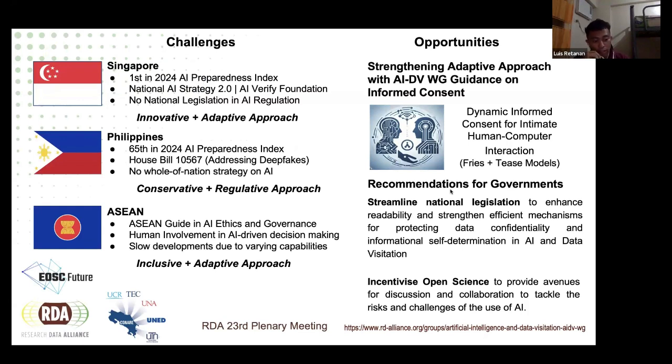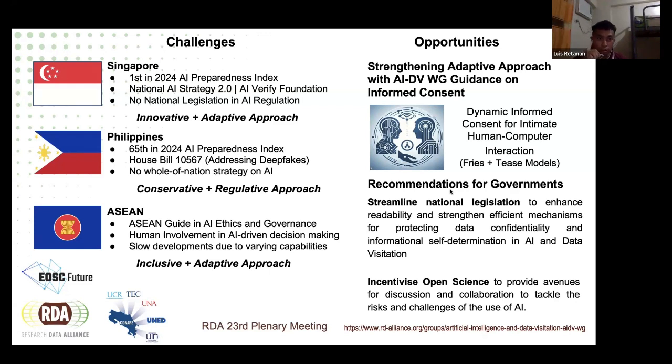So let us first look at Singapore's AI governance. Leading the 2024 AI Preparedness Index, Singapore has demonstrated a robust commitment to AI development. And its 2023 National AI Strategy emphasizes value creation by empowering businesses and communities. However, instead of legislating comprehensive AI laws, Singapore relies on AI Verify, an open source software toolkit ensuring AI development and use in the country aligns with global standards without limiting innovation.